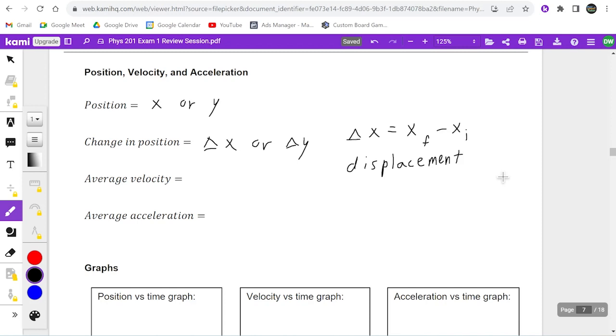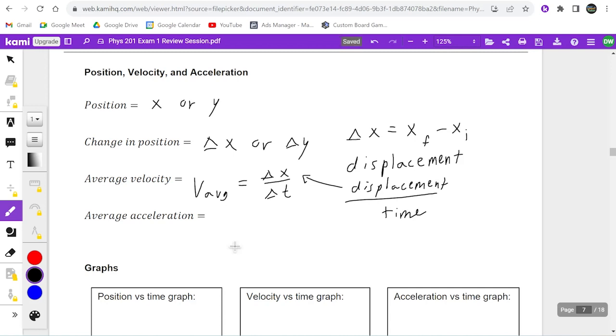We call this the displacement. Then we have average velocity. Average velocity has its own equation. V average equals delta x over delta t. In other words, that's just the displacement divided by the time. Very simple.